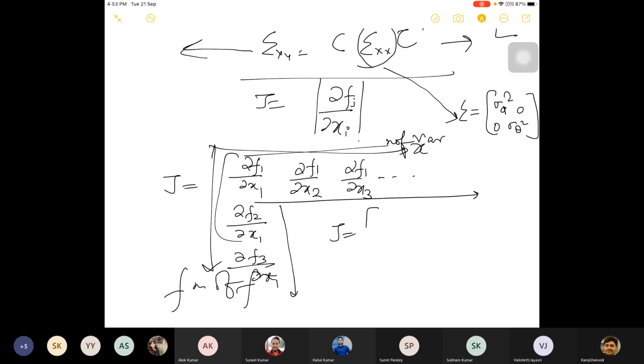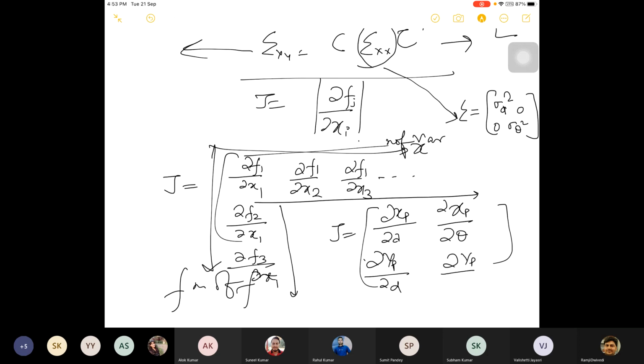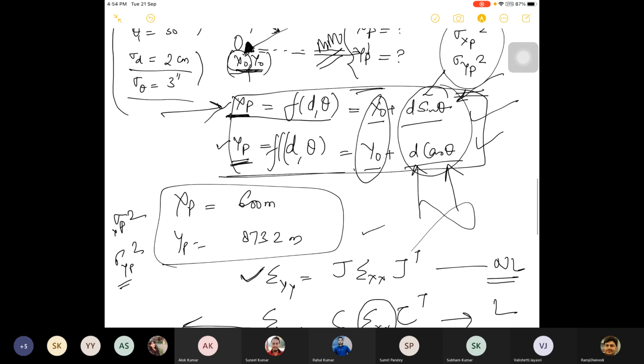The Jacobian which you have to prepare is nothing but del of xp with respect to del d, del of xp with respect to del theta. Similarly, del of yp with respect to del d, del of yp with respect to del theta, because you have written functions like these. One is xp, another is yp. So there are two functions, xp, yp, two variables, d and theta.